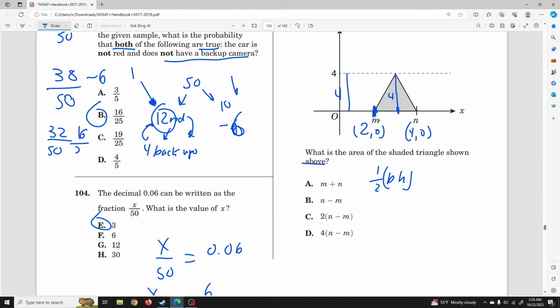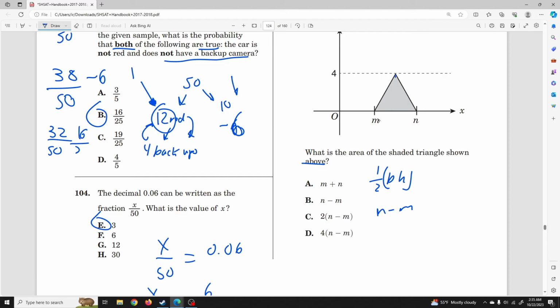If I want to find the distance between these two, or if I want to find the base, how am I going to do that? I'm going to subtract the 2 from one another. I'm going to take n, and I'm going to subtract m, and I'm going to get 2. So I know that the base here is going to be 2. And then I can just multiply it by 4 to get my, and 1/2 to get my area, right?